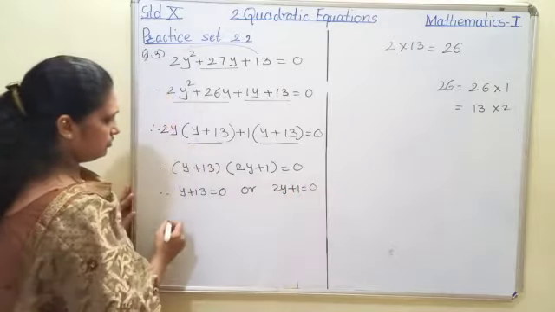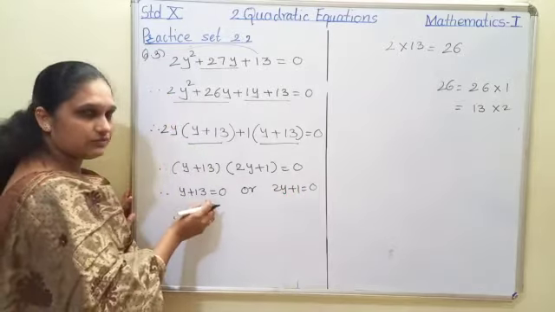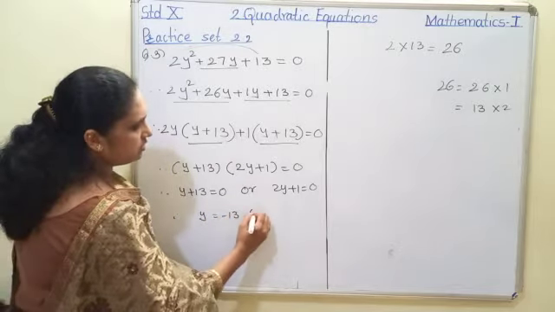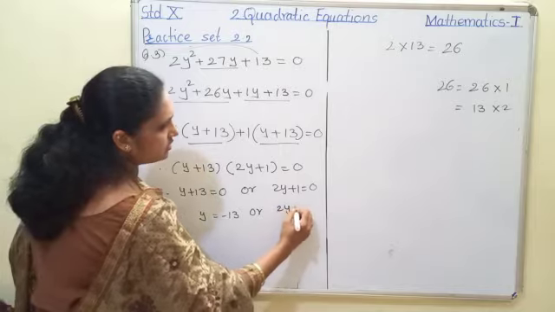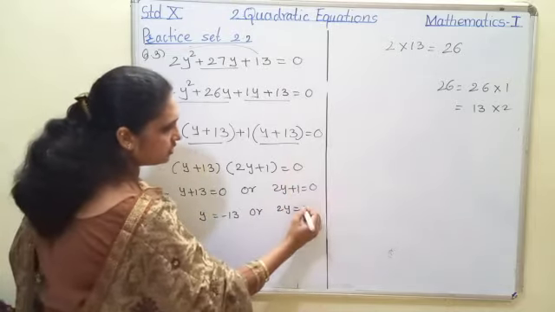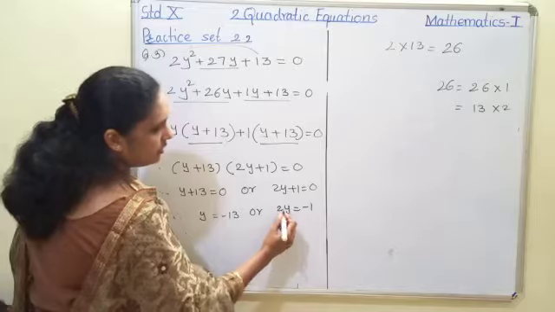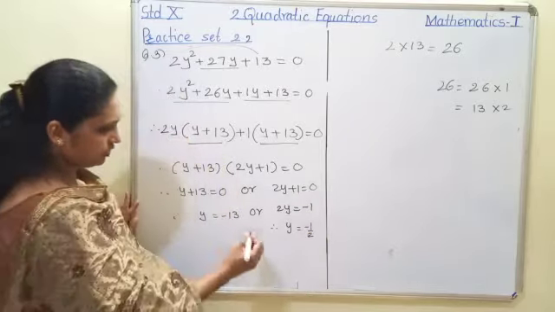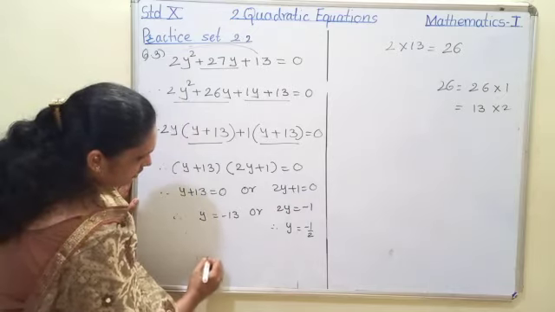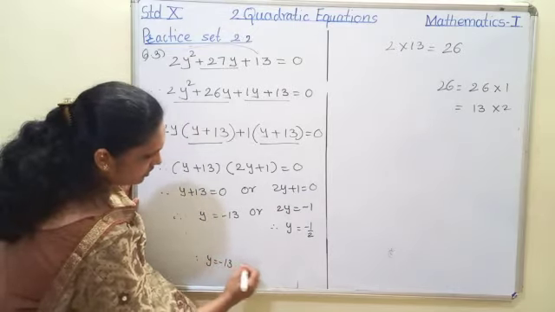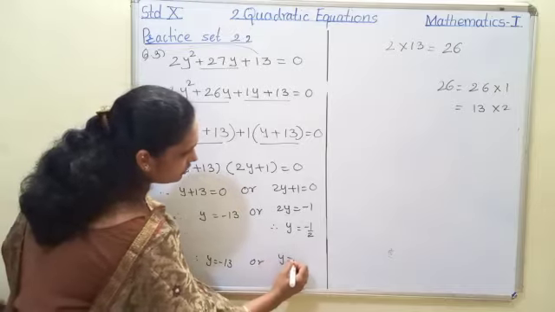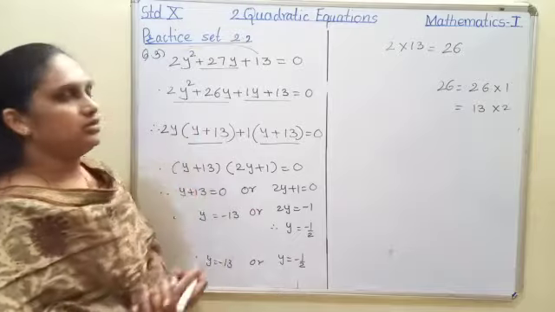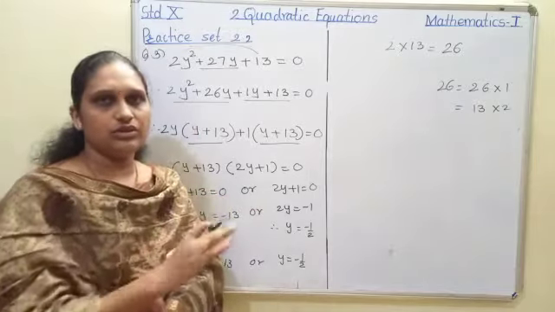Now we'll find the value of y by shifting 13 to the other side. Therefore y is equal to negative 13, or 2y is equal to 1 shifted to the other side, it will be minus, and 2 shifted to the other side, it will be minus 1 by 2. Therefore, this is the solution. Lastly, y is equal to minus 13 or y is equal to minus 1 by 2. These are the answer, the solution of the given quadratic equation.